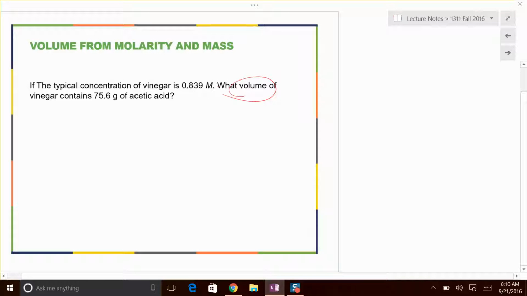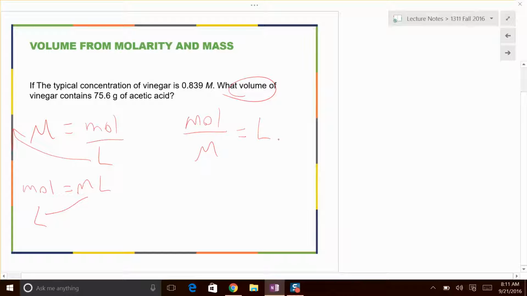So I'm going to use the molarity equation, molarity equals moles over liters. I want to solve for volume. If I move volume up, we know that moles equals molarity times liters, and I move molarity down. So therefore, moles over molarity will equal the liters. Okay, the volume. So this is the equation I want to use.